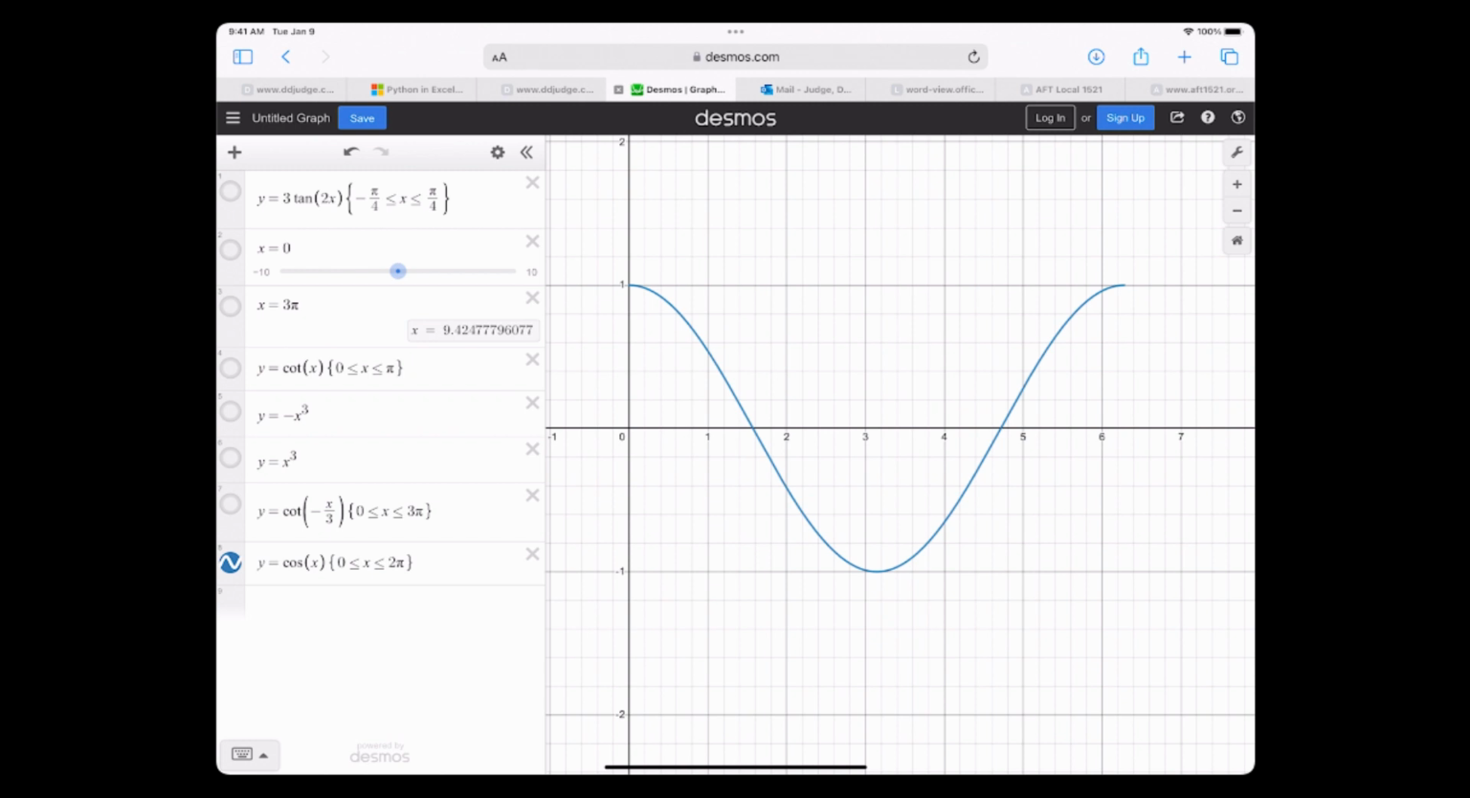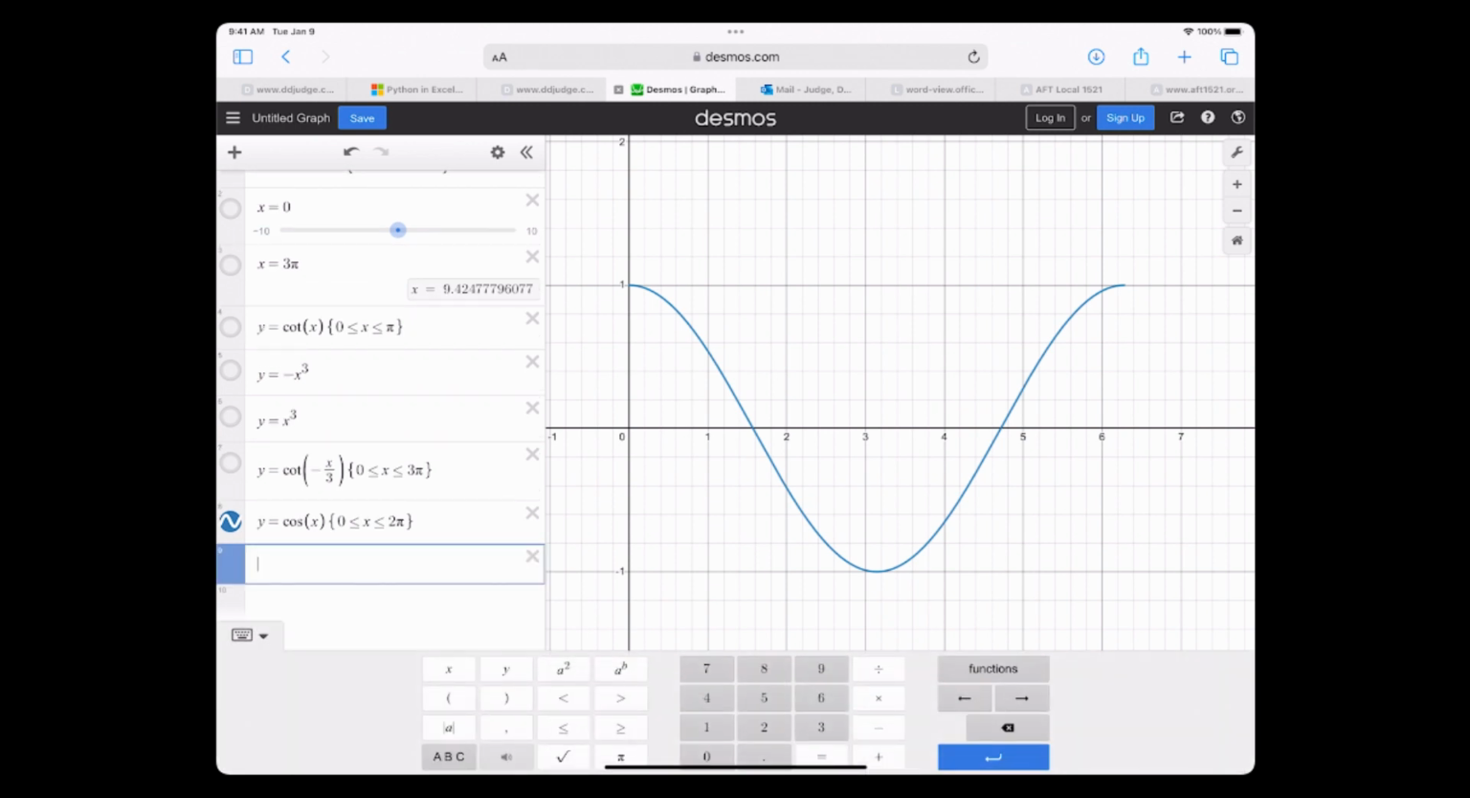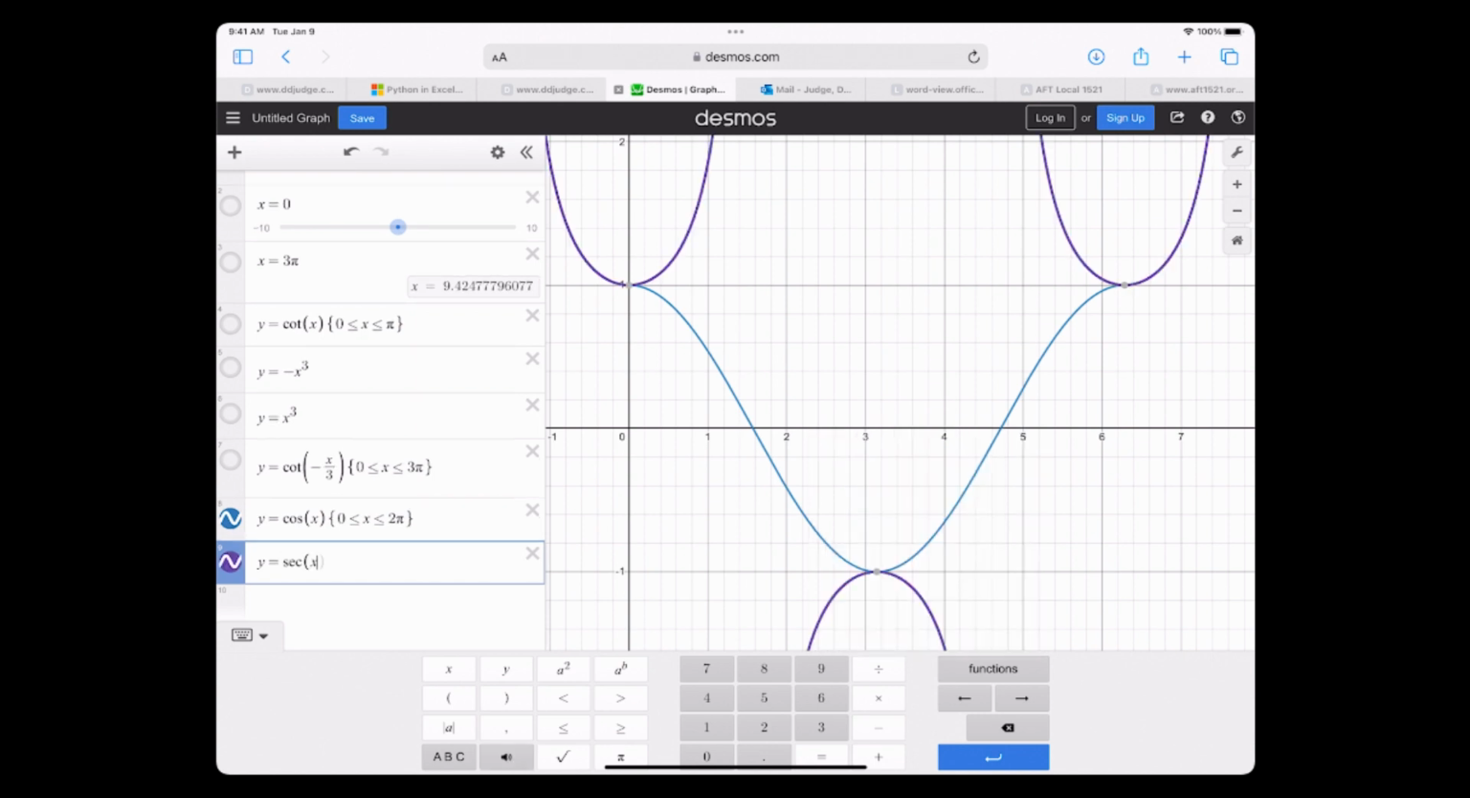Okay, now I'm going to do something here and share with you guys something here. Let's see what secant looks like. Y equals, ladies and gentlemen, secant now. And I'm going to use the same interval.